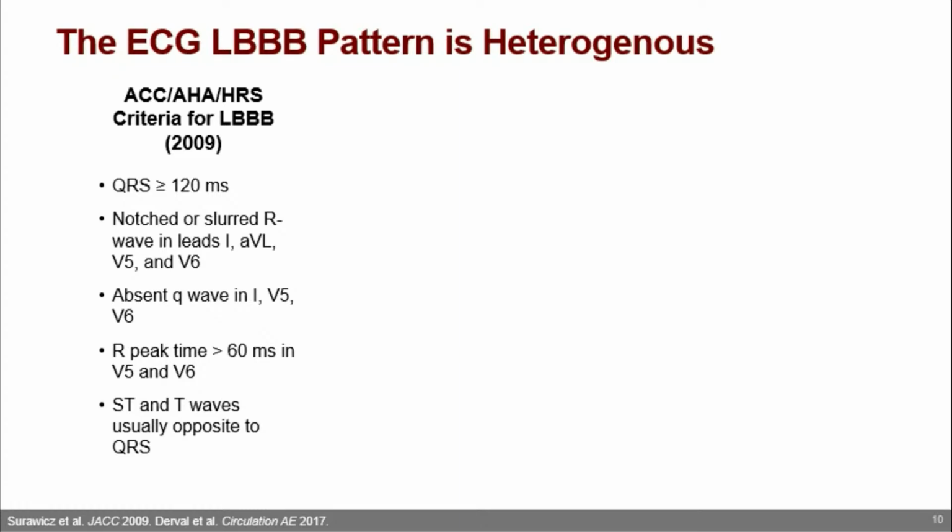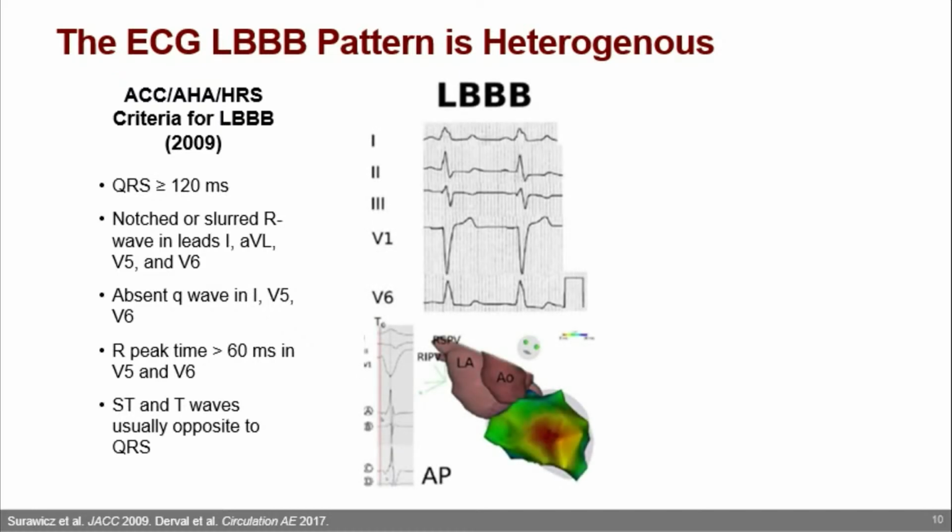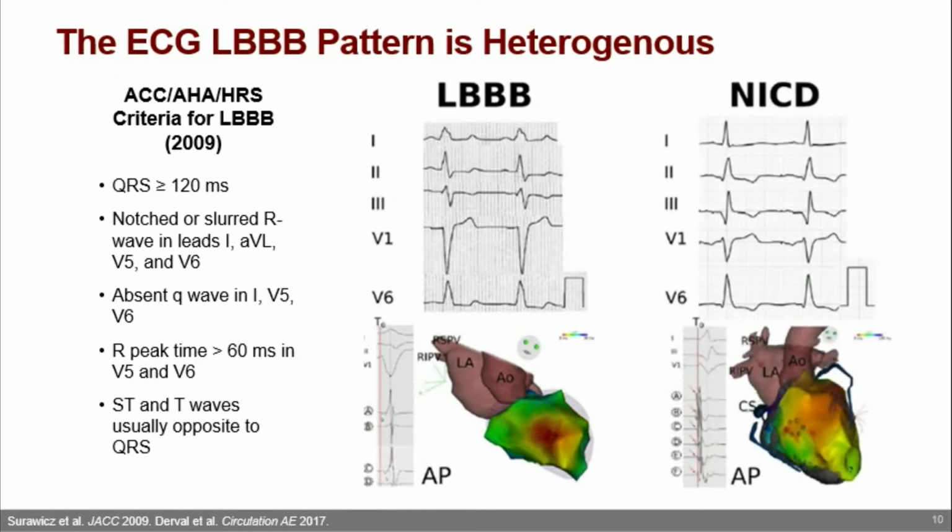The ECG pattern of left bundle branch block is heterogeneous. One commonly used definition was put forward by the ACC-AHA-HRS in 2009 and uses the QRS width as well as notches or absent Q waves and R wave peak times as a means to determine whether left bundle branch block is present. Some of these patients have true left bundle branch block, here shown on activation mapping done by Derval and colleagues in 2017, and they differentiated this from patients with nonspecific interventricular conduction defect. Those patients are less likely to derive benefit from CRT.